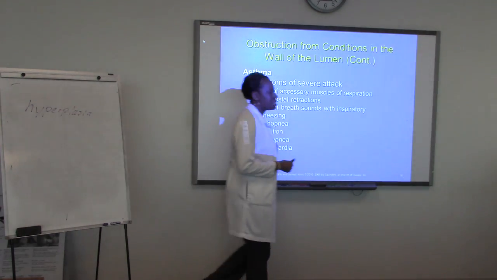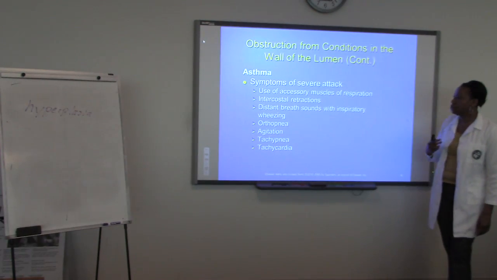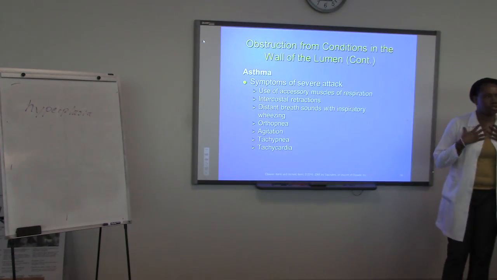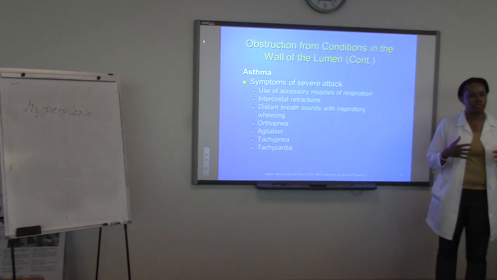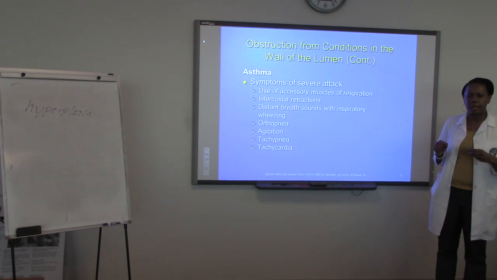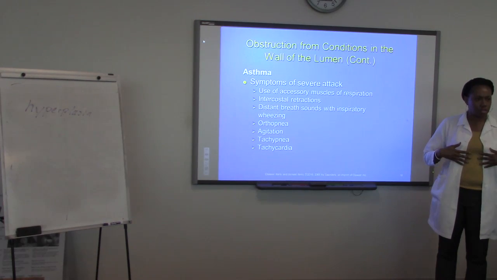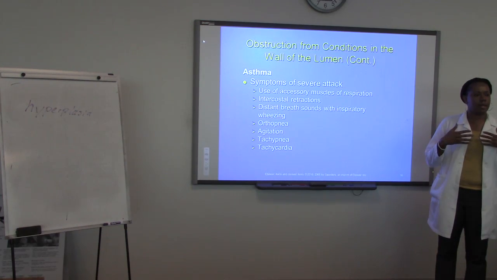Now, when a person's having a severe attack, they do use accessory muscles of respiration. So if you remember, what are your accessory muscles of respiration from anatomy? Intercostals. Intercostals, very good, as well as your SCM.